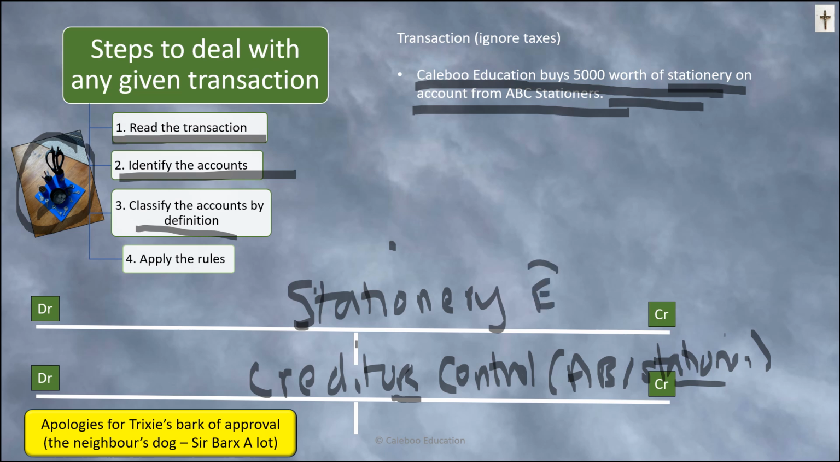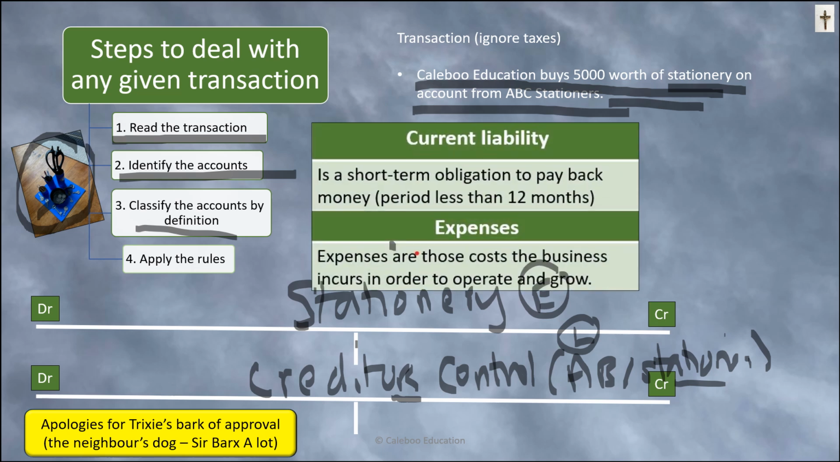So now we classify these accounts by definition. By definition, stationery is an expense. By definition, someone to whom we owe money, an individual or a business, we are obligated to pay them. It's a liability. So there we go, my definitions. Let's see if I've classified these accounts correctly. Yes, creditors control is a current liability and stationery is an expense.